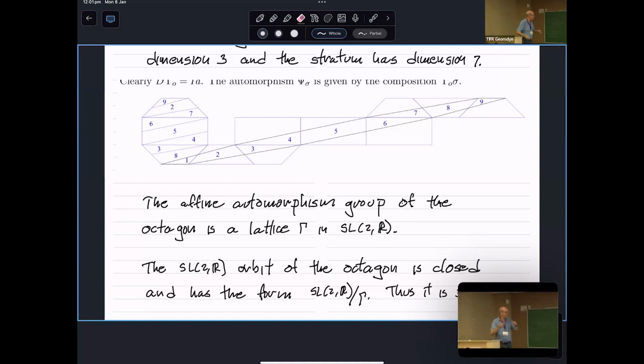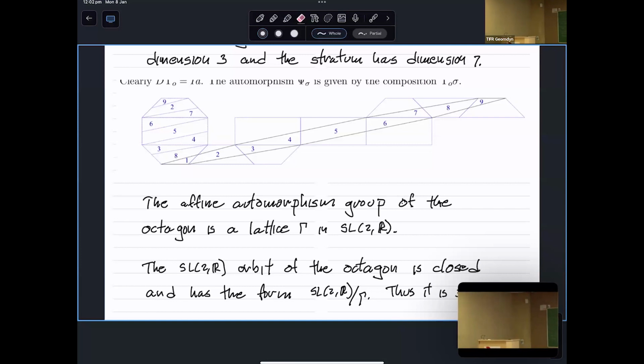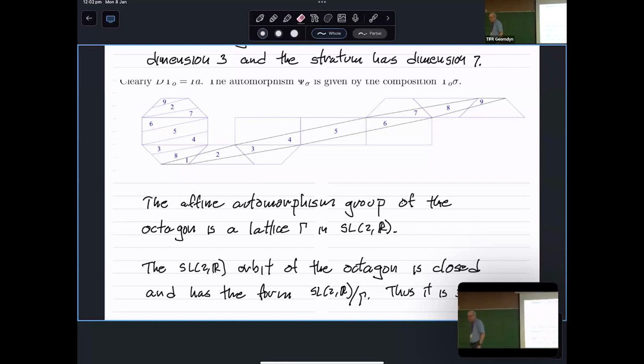Okay, so in the case of the octagon, we have some natural symmetries coming from symmetries of the octagon. In addition, we have this sort of hidden symmetry coming from this parabolic element. If we look at those elements together, they generate a lattice subgroup of SL2R for some lattice. So gamma, in fact, is a triangle group in SL2R. And the SL2R orbit of the octagon is actually a closed set, which is identified with SL2R mod gamma. Okay? So we see that the SL2R orbit of the octagon is not everything, but because gamma is a lattice, it does have a nice invariant measure, a nice SL2R invariant measure.